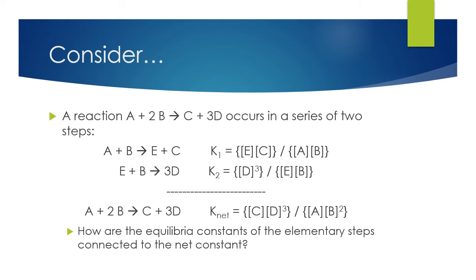You'll notice there are some things that are similar and some things that are different. For example, in the net, I do not see the intermediate E. But the parts that I do see, the C, the D cubed, the concentration of A, those were in numerators or denominators for those elementary steps. There must be a connection between the elementary steps and the net one.